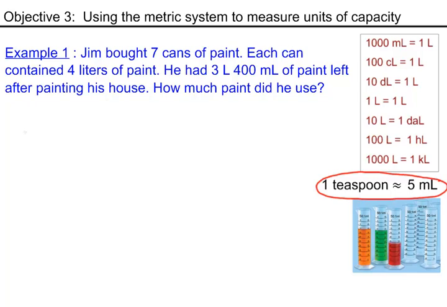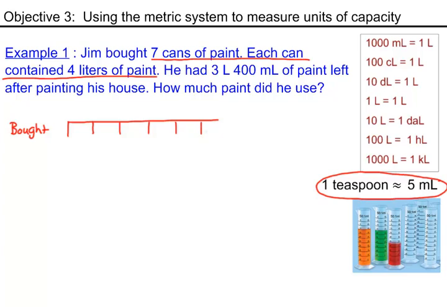Alright, so first of all, we got to figure out how much he bought. So we're going to put bought right here. And we're going to use our first sentence, 7 cans of paint. Each can contained 4 liters of paint. 1, 2, 3, 4, 5, 6, 7. I meant 7 cans. So here's my 7 cans of paint. Each can of paint had 4 liters in it. So if I put 4 liters for each can, this becomes a multiplication problem. So we might as well just figure out how much he bought right away. You simply take 4 times 7, and there is your 28 liters.